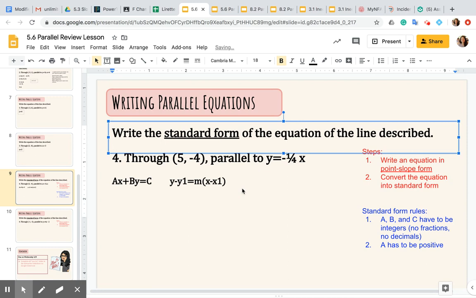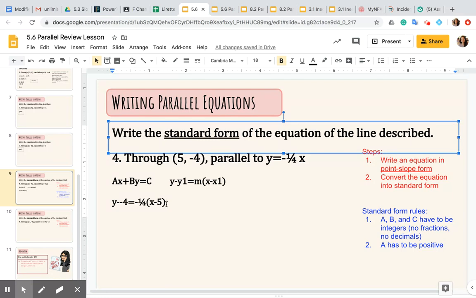So I'm going to start by writing my equation. It's going to start as y minus, and I'm going to substitute the y value from this point, which is -4, equals. My m is simply going to be the m value from this equation. My m value is here, -1/4. So I'm going to type that in, -1/4, and I'm going to open my parentheses. X minus the x value from this point, which is 5.